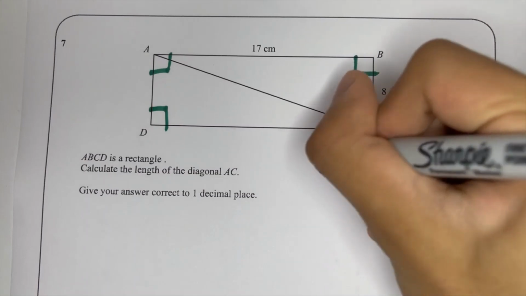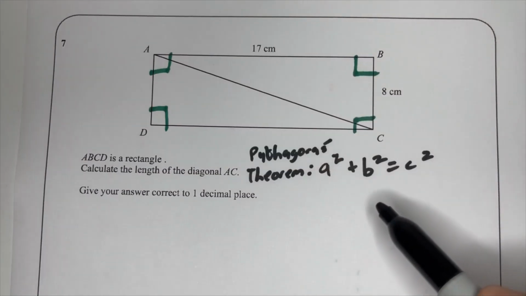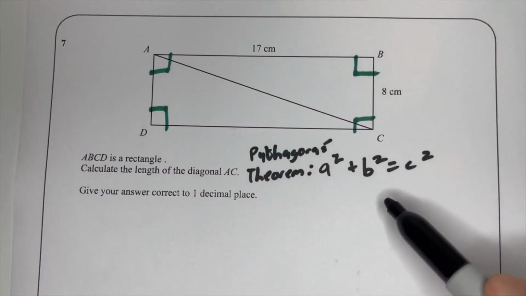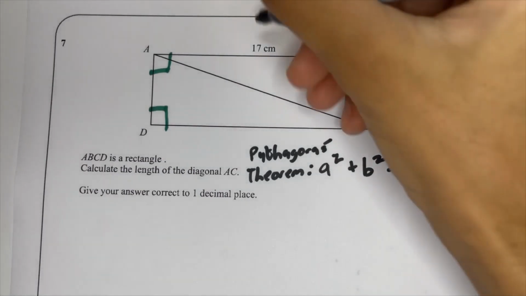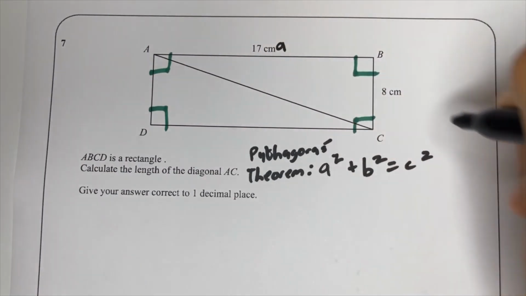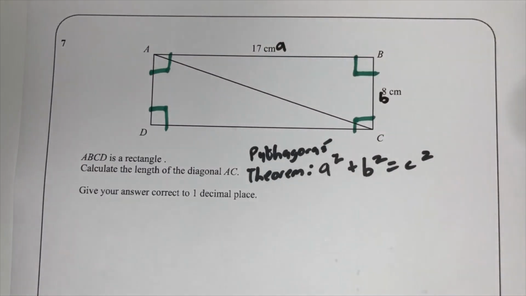So first, write down Pythagoras' theorem. This would show the examiner that you know what rule you're meant to be using. So even if you make some silly mistake while doing the calculations, you'll still get some marks. Here we'll let our length A be the 17 centimeters, B be 8 centimeters, and C be the hypotenuse AC.